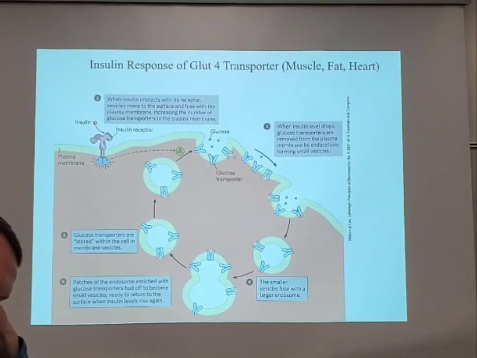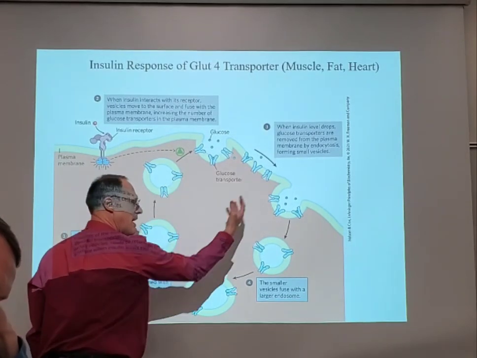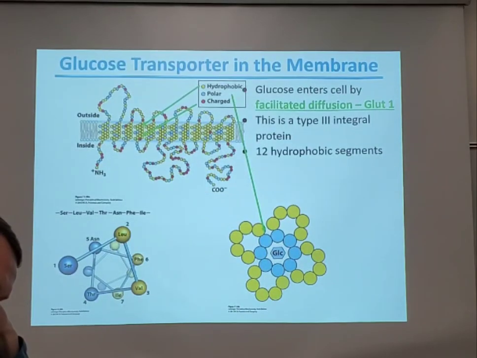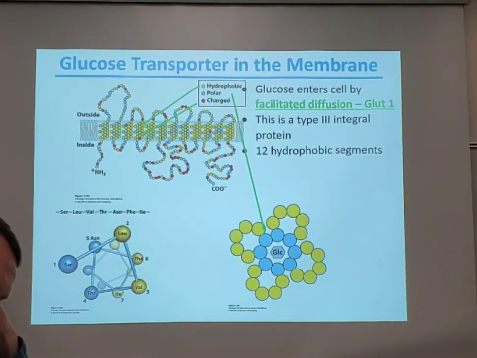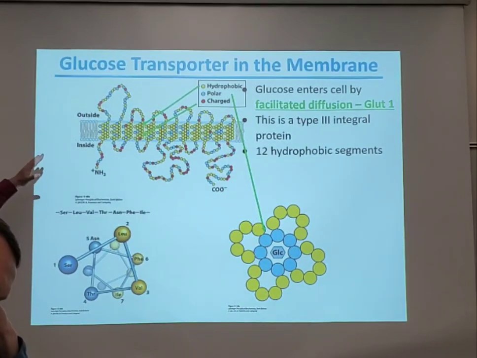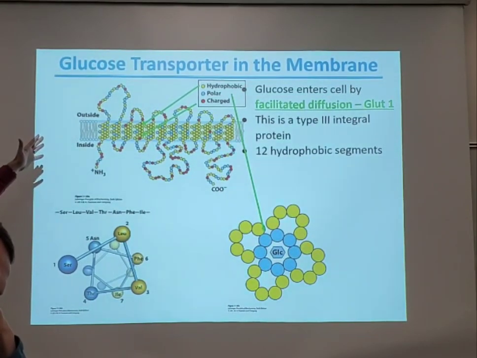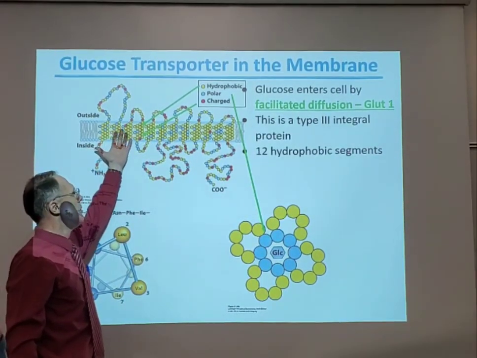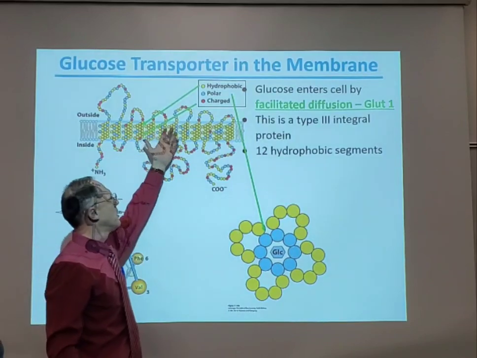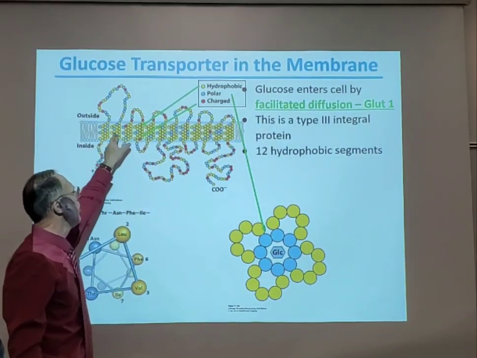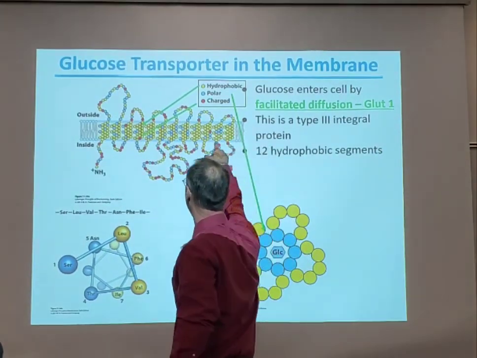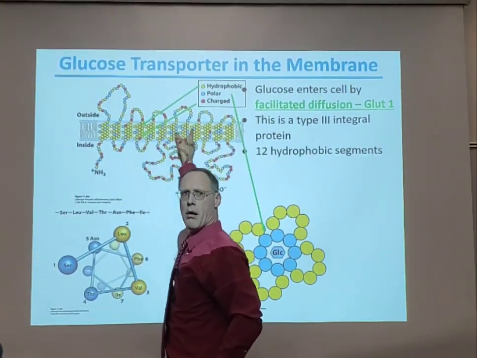So the GLUT transporters come to the surface, and then they bring in the sugar. How does it do that? This is that GLUT transporter, okay? High to low concentration. Here I'm looking at this GLUT1 transporter. This is interesting: polar, charged, hydrophobic. Now hydrophobic inside my membrane makes perfect sense to me, but I've got all of these polar charged residues right here.